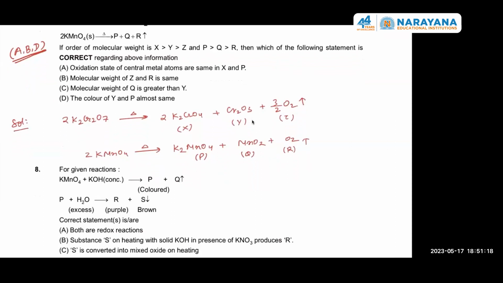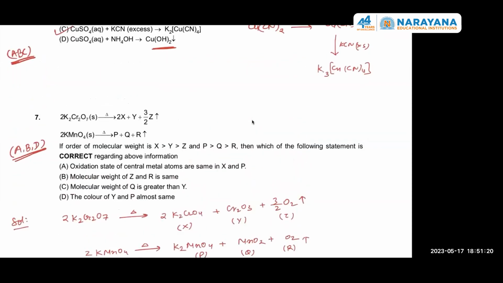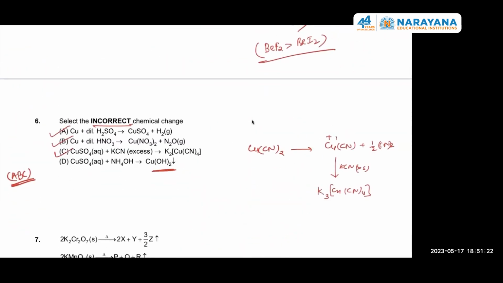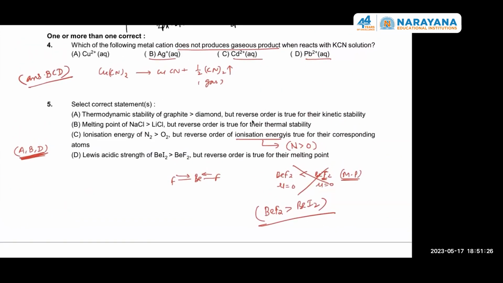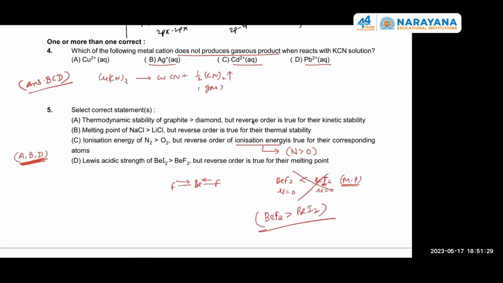Sir, in the previous question I had a doubt. Yes. In the above fifth one, in B option, thermal stability, NaCl has more thermal stability than LiCl. Delta HF is more for NaCl.